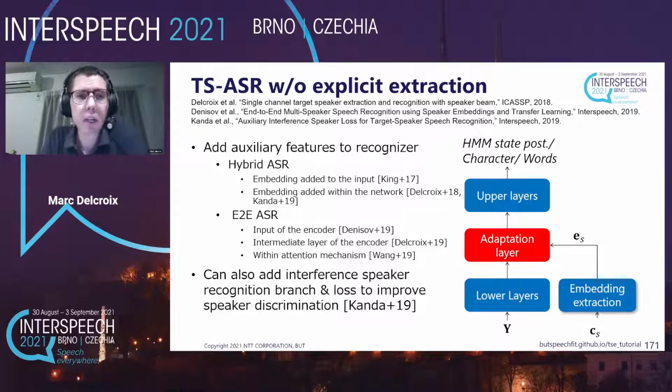And this can actually be realized by adding an adaptation layer, similar to the adaptation layer that Katka introduced, within an ASR system. This has been done for hybrid systems and also for end-to-end systems. And this adaptation layer can be put at different parts of the ASR system.